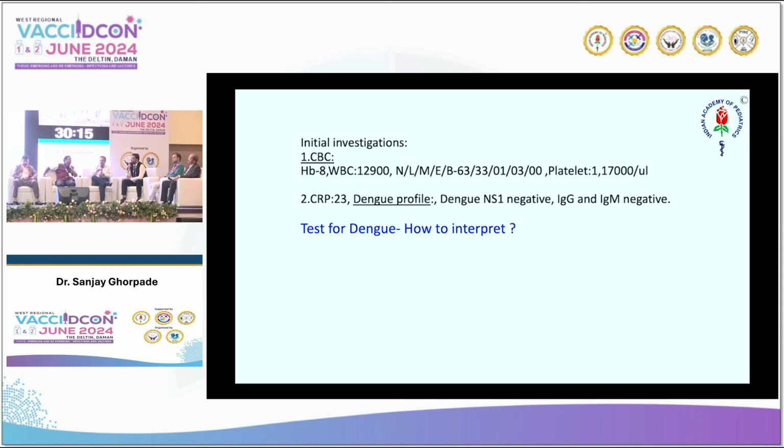So all these dengue tests should be done by the ELISA method. We should not rely on this card test which comes out negative. Can I say that strongly? Even if this is a dengue negative, everything is negative, what we need to understand here is which test is positive on which day of the illness.